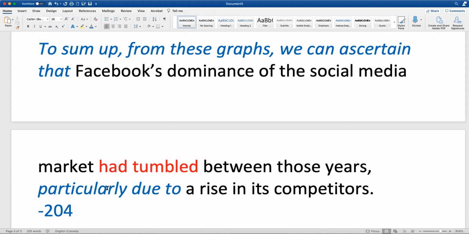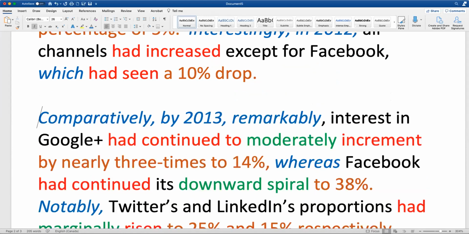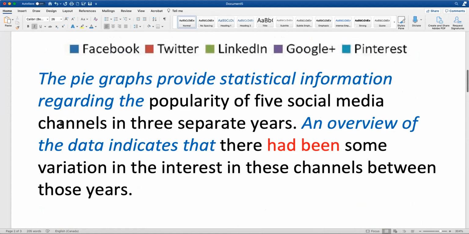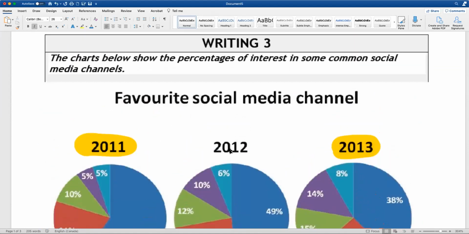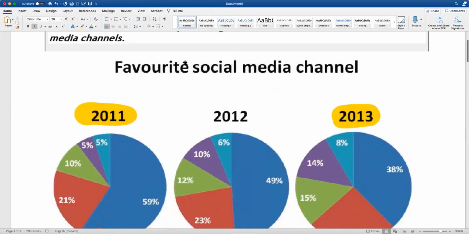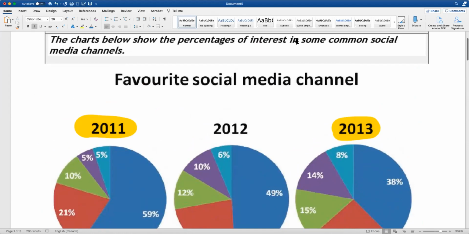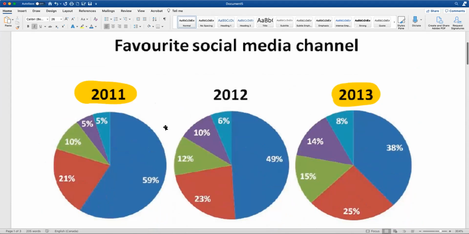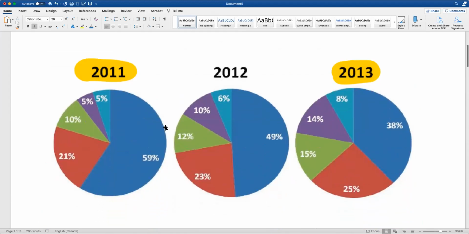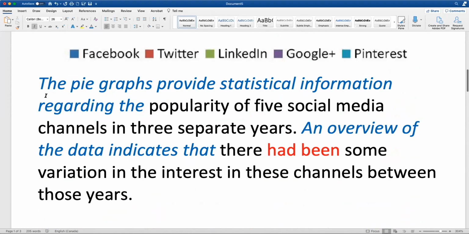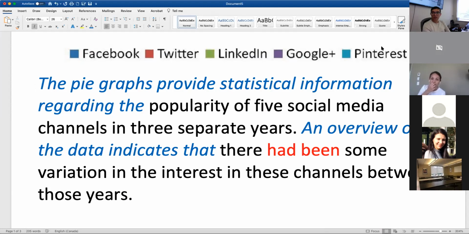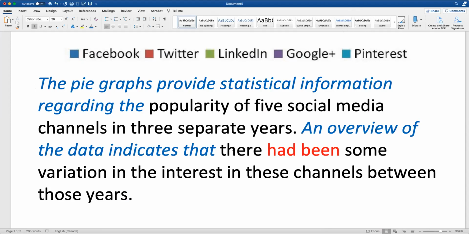Okay, so let's recap. So we had some pie graphs. It says the charts below show the percentages of interest in some common social media channels. So we were analyzing this information. We start with our introductory here. Go ahead, Michelin. The pie graphs provide statistical information regarding the popularity of 5 social media channels in 3 separate years.